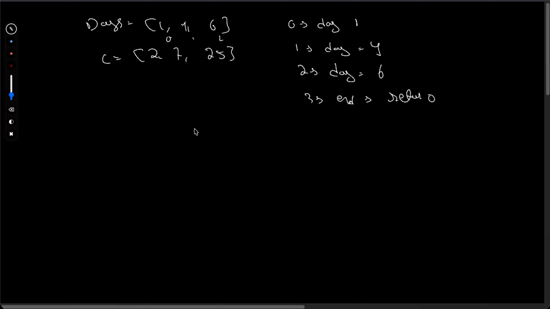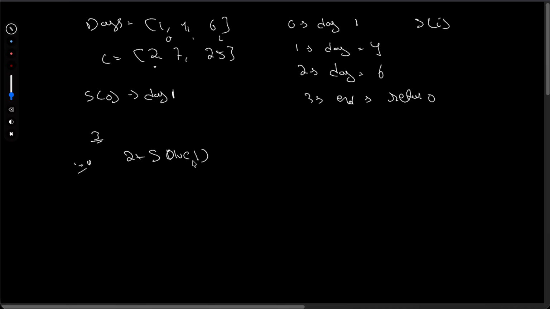So we know solve of I is the minimum cost from index I. See, solve for 0, day 1. At day 1 we have 3 options. Option 1, at day 1 the cost is 2, so next index is 1, so 2 plus solve of 1.